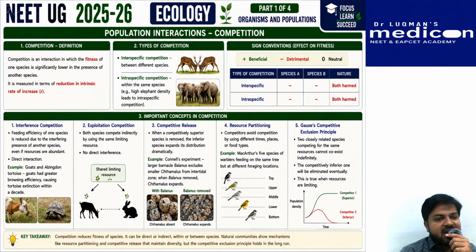Let's see. Feeding efficiency of one species is reduced due to the interfering presence of another species, even if the resources are abundant. Example, grass. Even though the grass is abundant, the efficiency of the feeding of one species will be decreased or reduced because another species has come there to eat grass. Example, goats and Abingdon tortoise. Goats had greater browsing efficiency, causing the tortoise extinction within a decade. Even though the grass is more, the tortoise has to travel slowly, and within that period, obviously goat is going to eat the grass at a faster level.